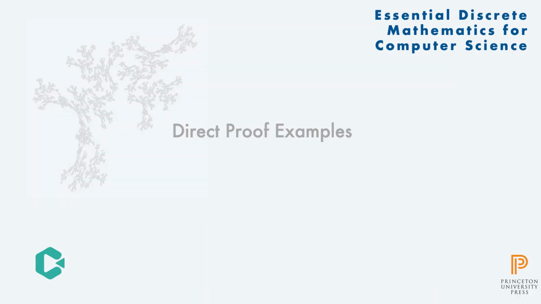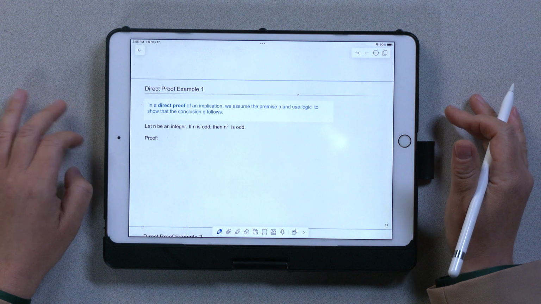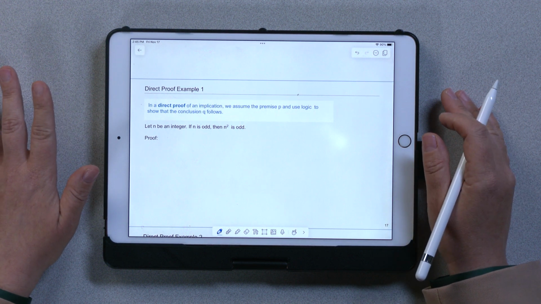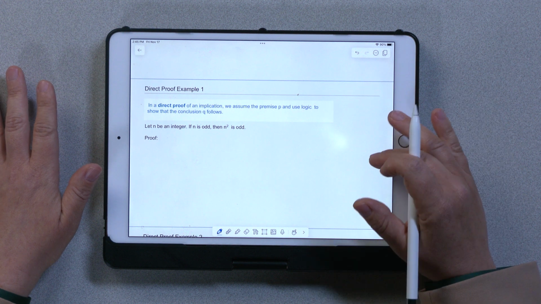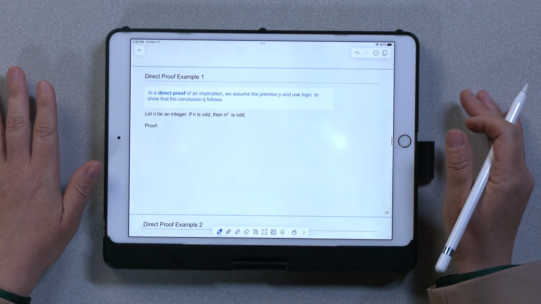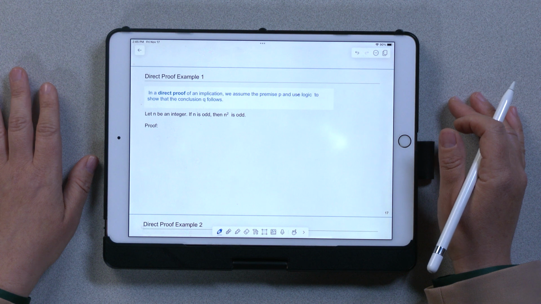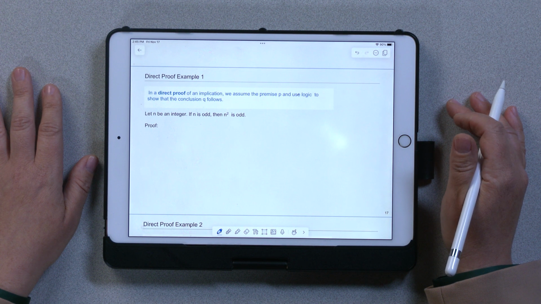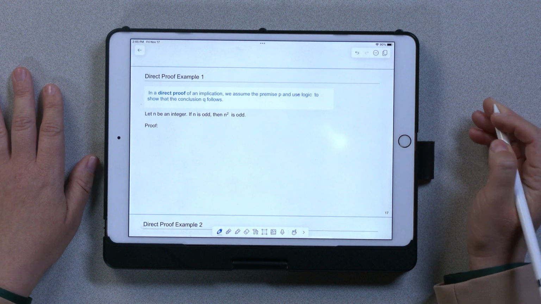Let's look at some examples of direct proofs. In a direct proof of an implication, we're going to assume the premise and use logic to show that the conclusion follows. So in our first example, we'll prove the following claim. Let n be an integer. If n is odd, then n squared is odd. So we begin by assuming the premise.